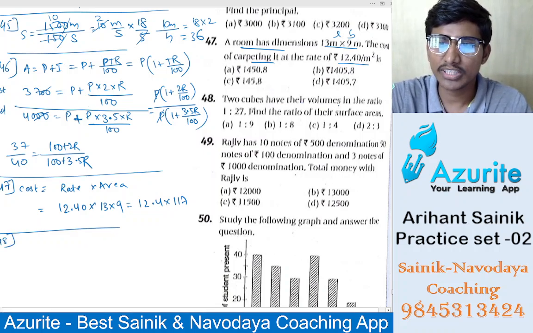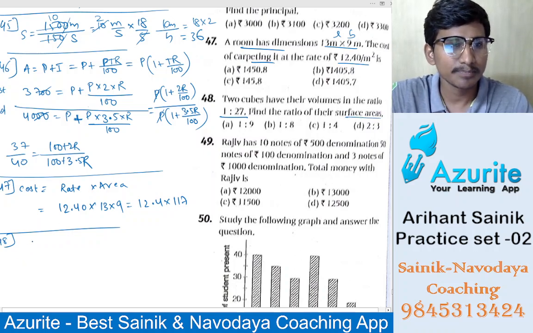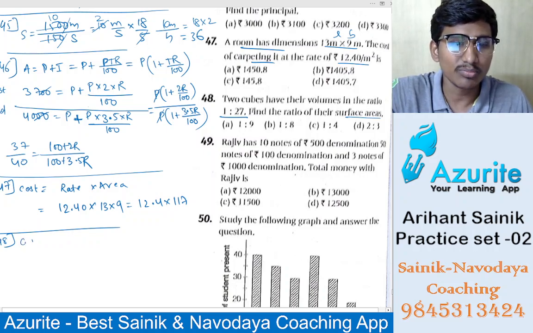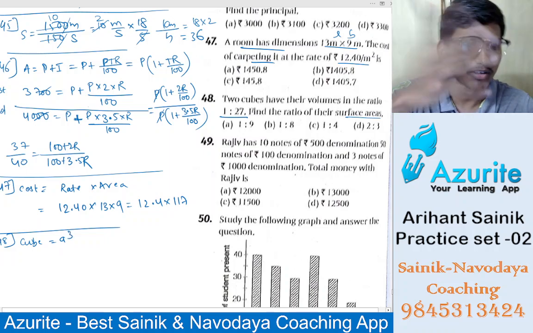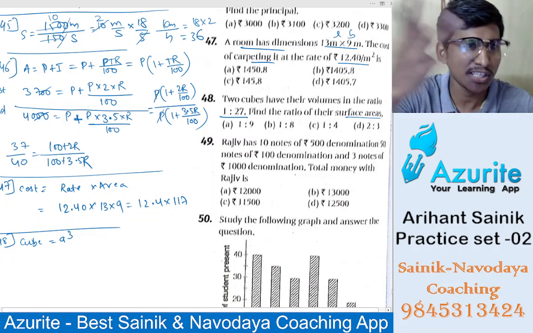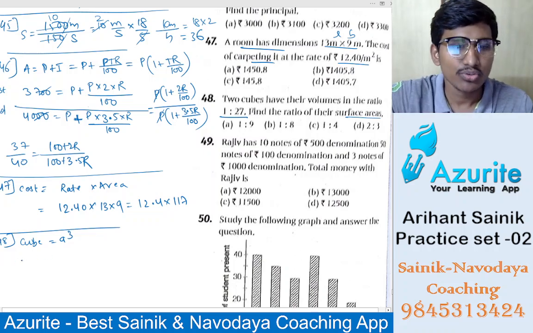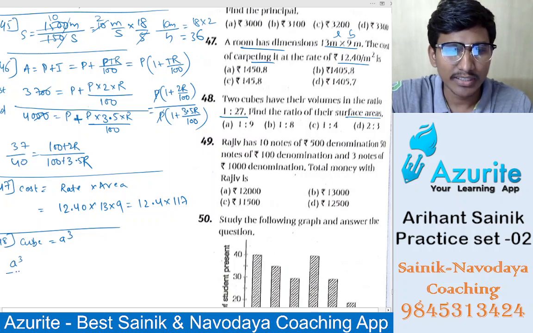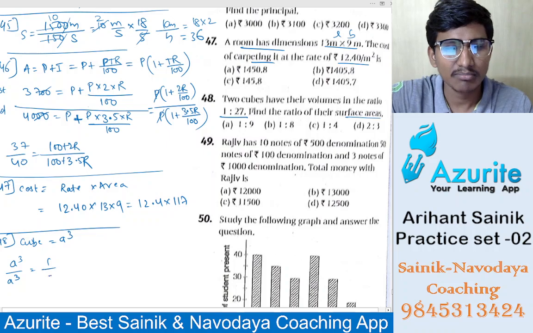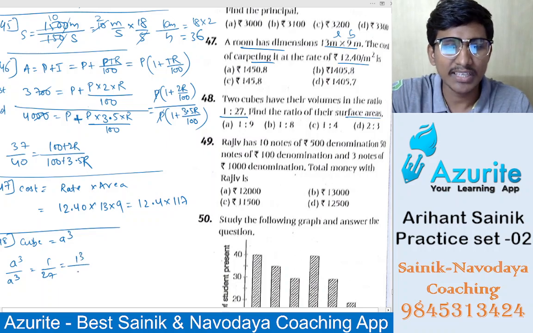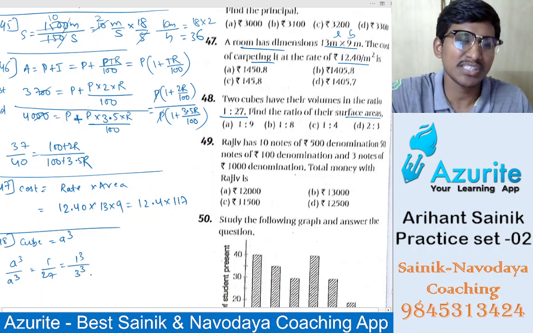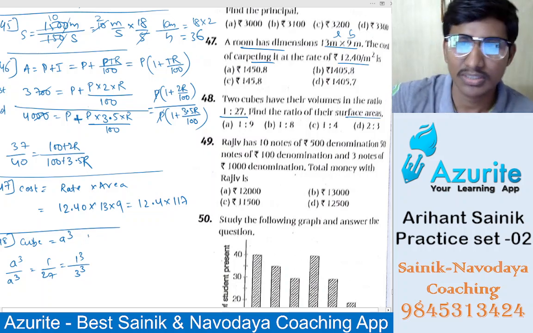48. Two cubes have their volumes in the ratio 1:27. Find their ratio of surface areas. So volume means how? Cube volume will be a cube, that is 3 times length into length into length, all will be same. Length into breadth into height means length multiplied 3 times, a cube. So here a cube ratio means 1 by 27. So here 1 cube and 3 cube, 27 means 3 cube, 1 means 1 cube also we can write.